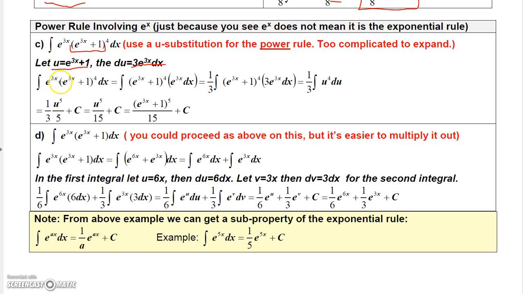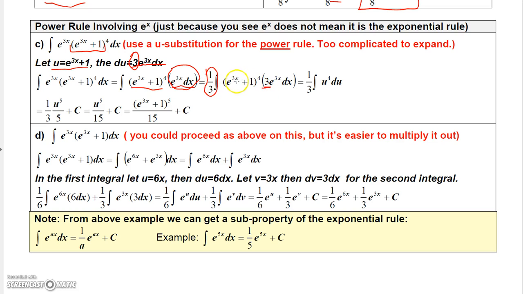Well, let's rewrite this. Let's just rearrange the order a little bit. So if I write it like this, I have this function to the fourth power, and then I have e to the 3x dx. But that's not du. This right here is not quite du. I'm missing the 3. So what I'm going to do is multiply the inside by 3, and remember you can do that as long as you multiply on the outside by the reciprocal, which is 1/3.